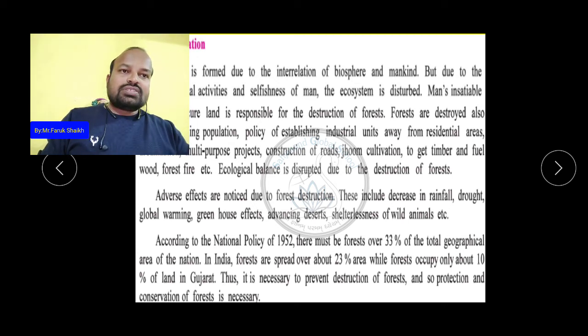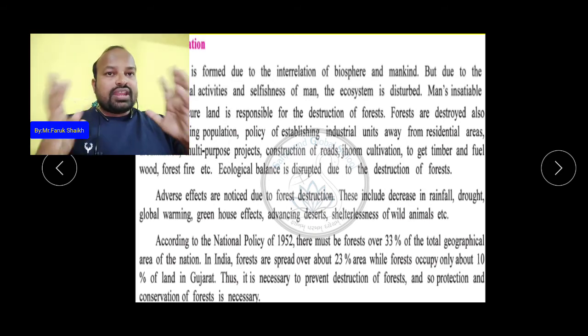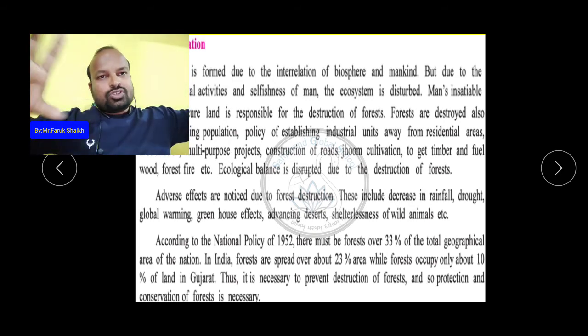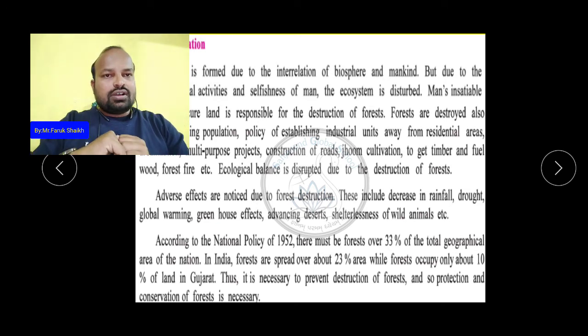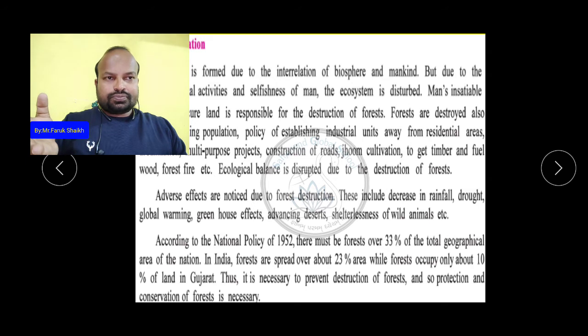policy of establishing industrial units away from the residential areas, यानी कि जहाँ पे रहने की जगह है उनसे दूर बनाना है. So where they will get land is in uninhabited areas, it is in the forest, for the multi-purpose projects, for the construction of roads.